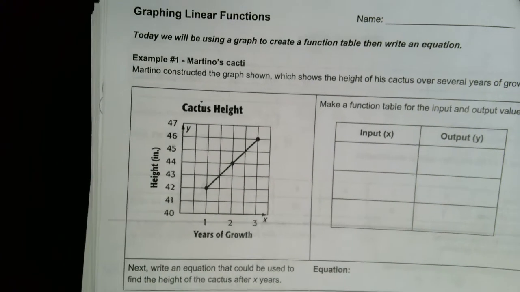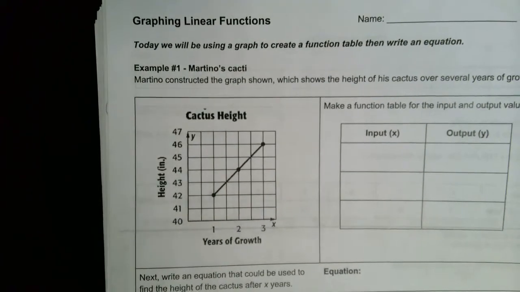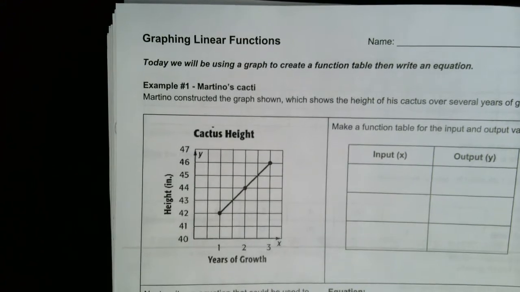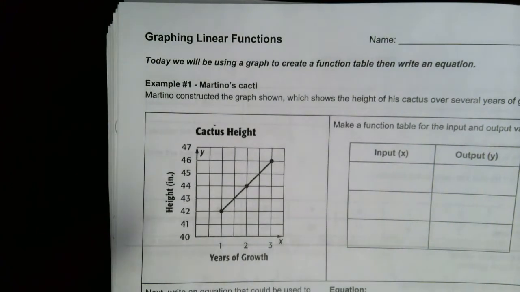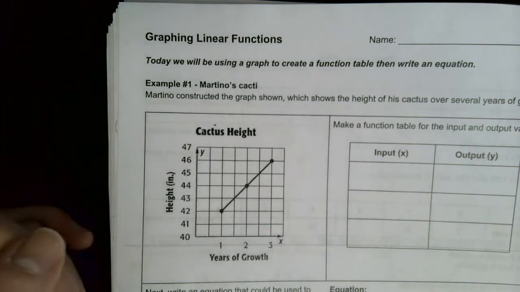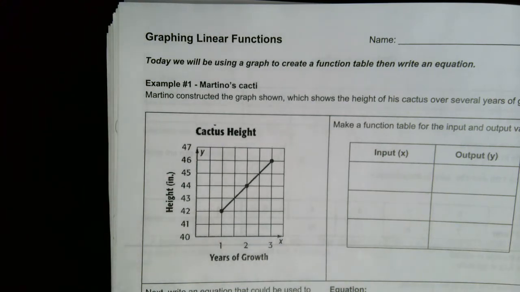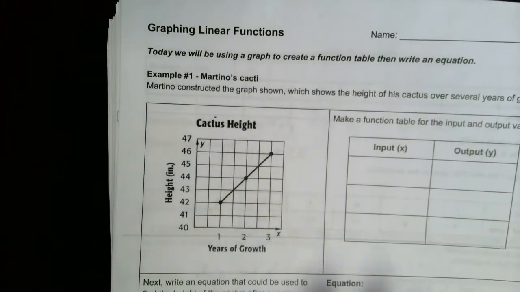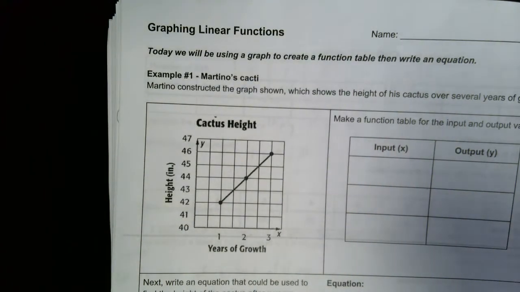Hey, boys and girls, we are on page 30, and what we're going to be doing is starting with a graph and then making a function table and then writing the equation. So we're actually going backwards here because last time we were writing the equations using function tables. We were also making graphs using equations. So this time we're going to start with the graph, and then we're going to use the graph to create a function table and then write an equation.